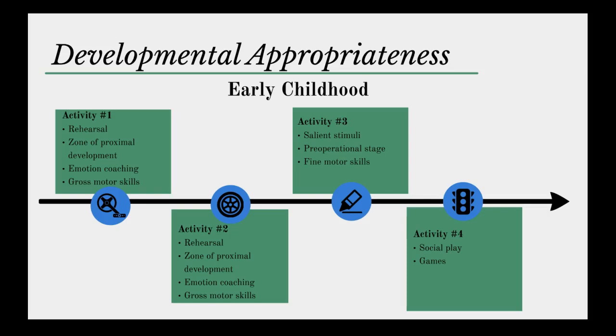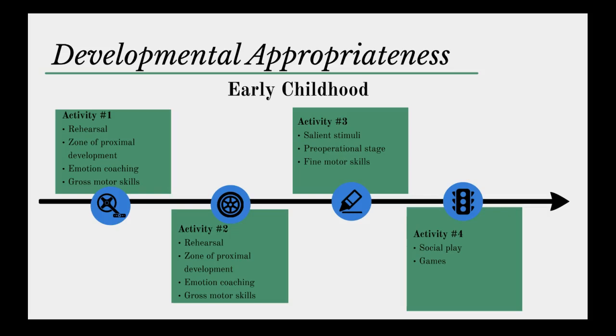The third learning activity provides crayons as salient stimuli to help the learners pay attention and utilize fine motor skills. By this time, learners have also developed into the pre-operational stage where they are able to represent the world with images and drawings, such as drawing how riding a bike could be useful to them.